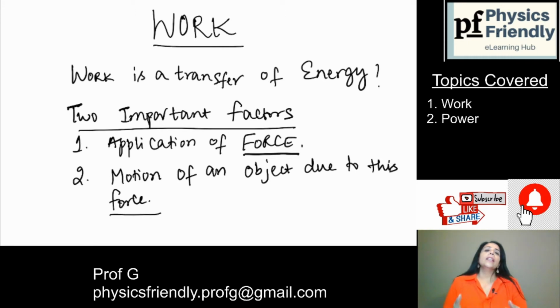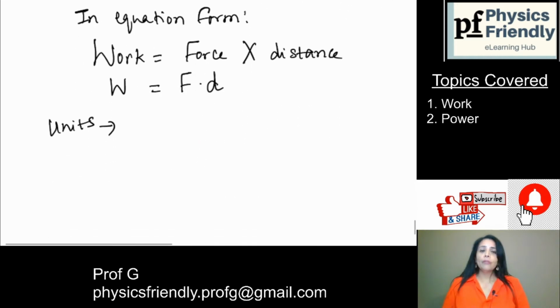So work is defined as the product of force and the distance that an object moves because of this force. So an equation for work is force times the distance that the object moves. So W equals force times distance, right?